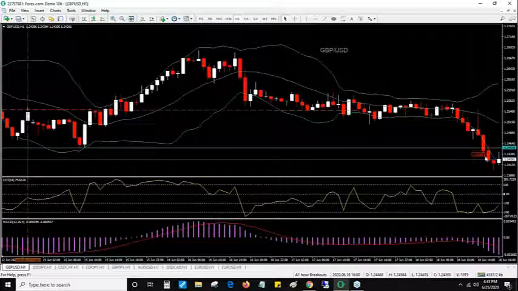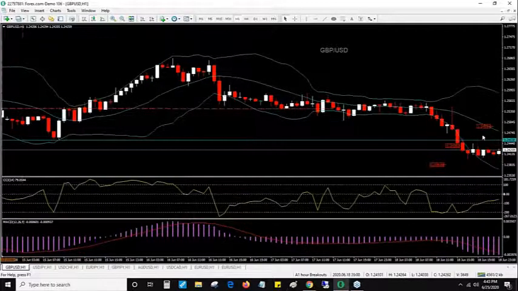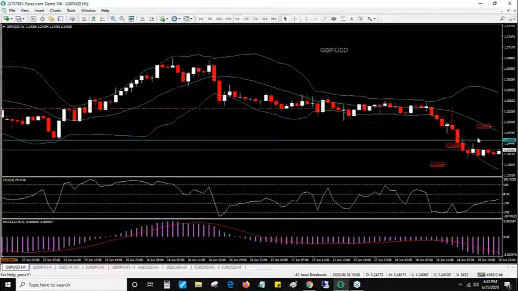So in this instance, again, the take profit level was going to be 1.2383. I'll show you where my stop loss is right up here, 1.2492. So I'm using a 55 pip stop, 55 pip target.